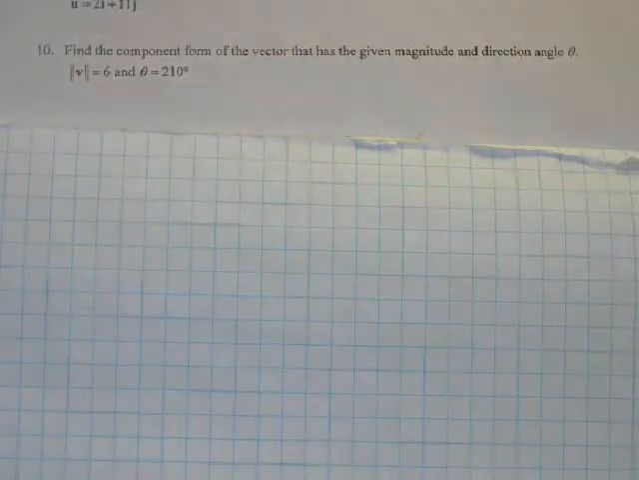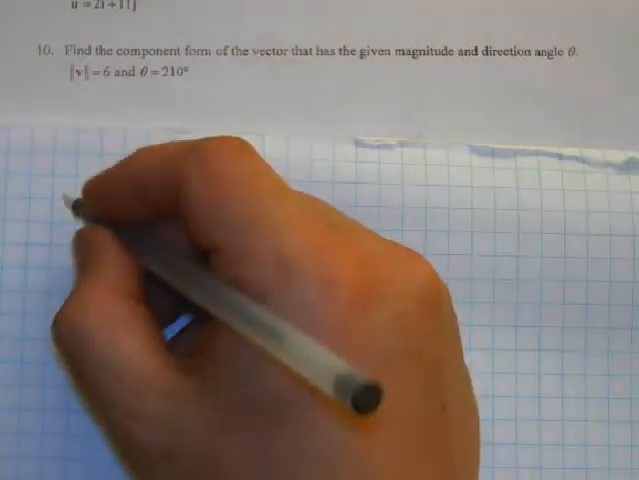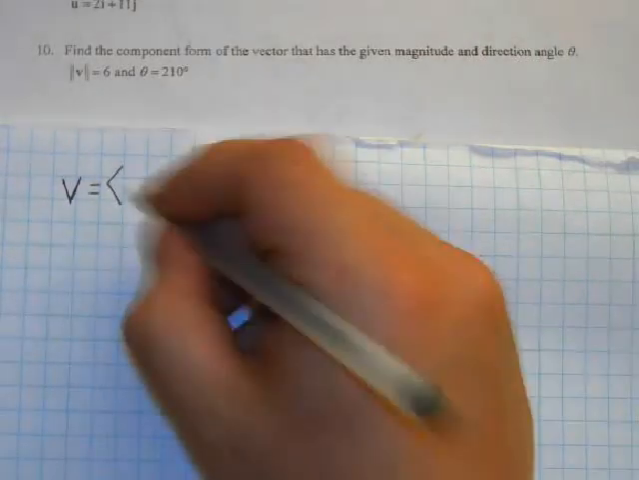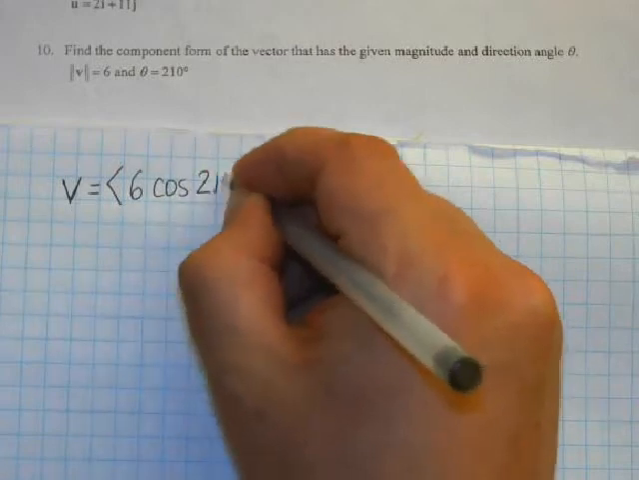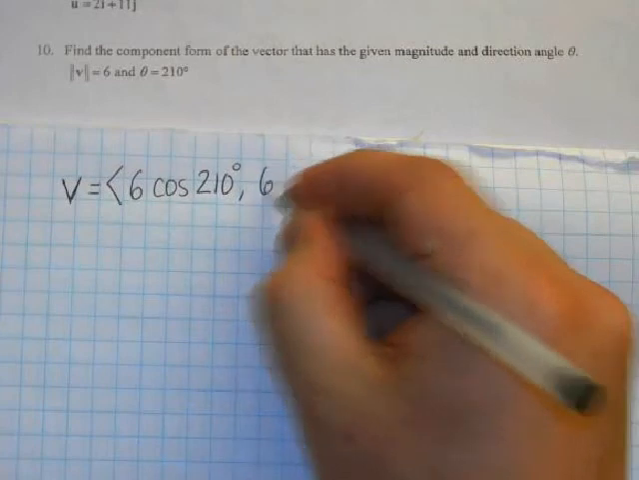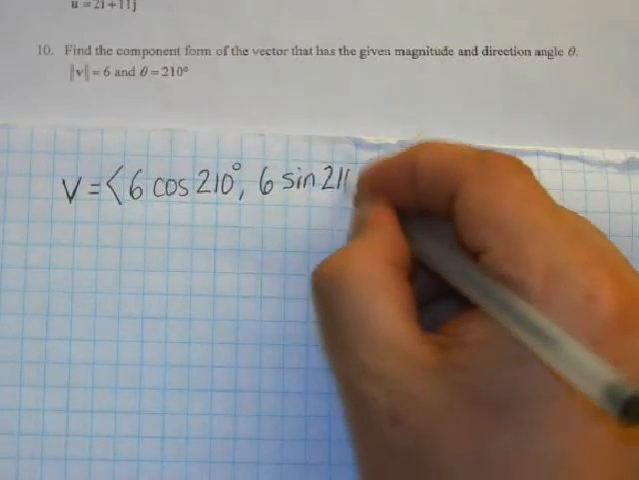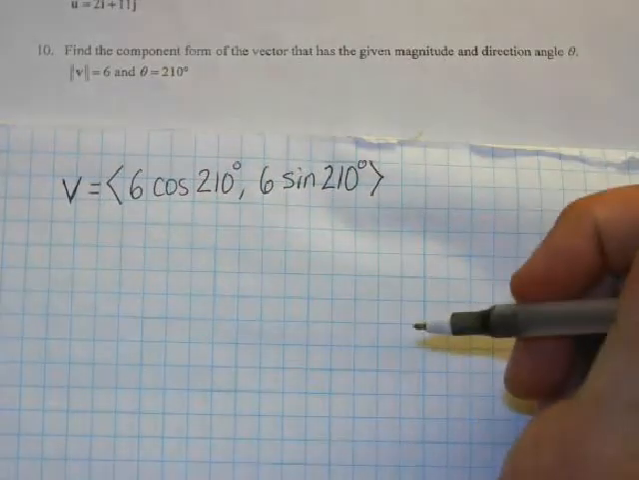Number 10, find the component form of the vector that has the given magnitude and direction angle. So to find v, we'll take the magnitude times the cosine of the direction angle. That gives us the horizontal component. And 6 times the sine of 210 degrees will give you the vertical component.